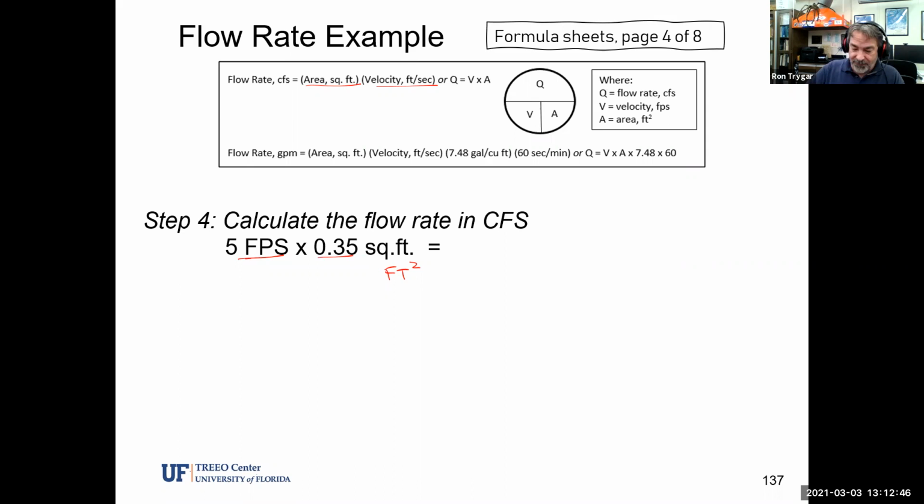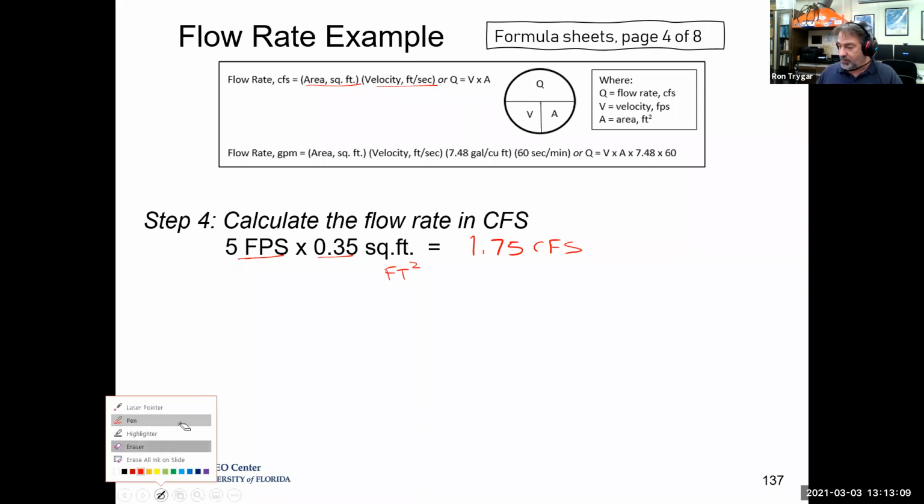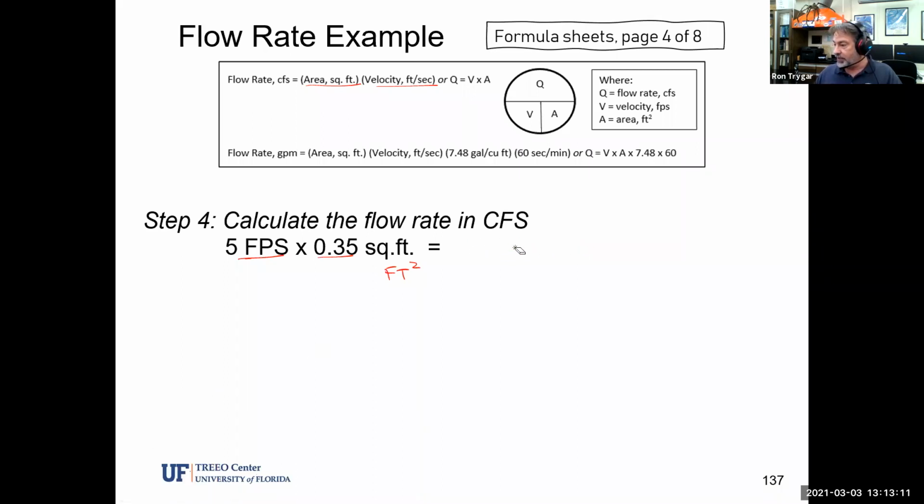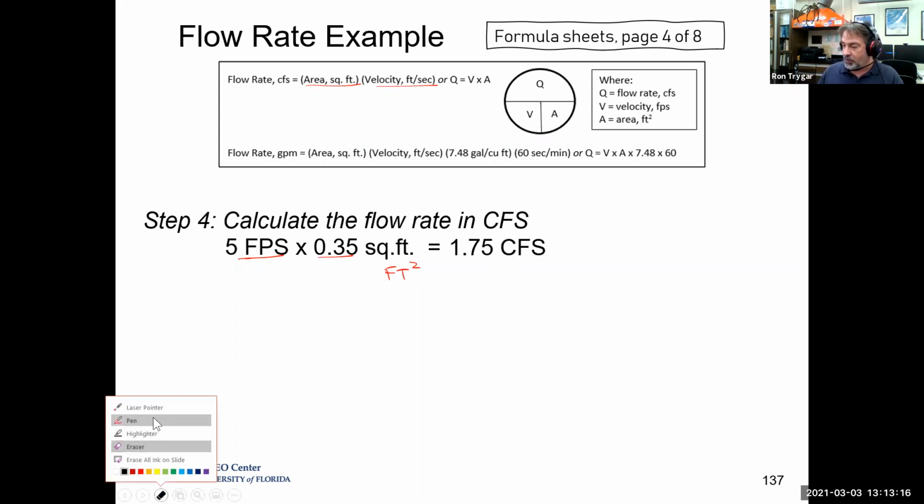So 5 feet per second of water traveling through there at that velocity is going to be 5 times 0.35 surface area. And I come up with 1.75 cubic feet per second. And let's see. Yep, that's what it came out to be. So let me go ahead and erase this so we can see this a little bit more clearly on our screen. So yep, I got 1.75 cubic feet per second.